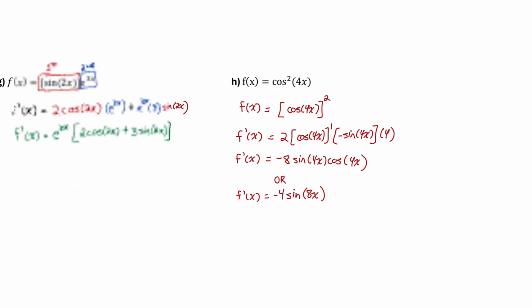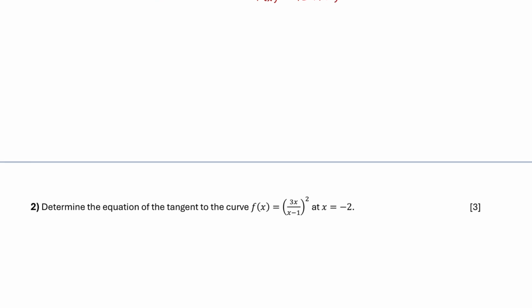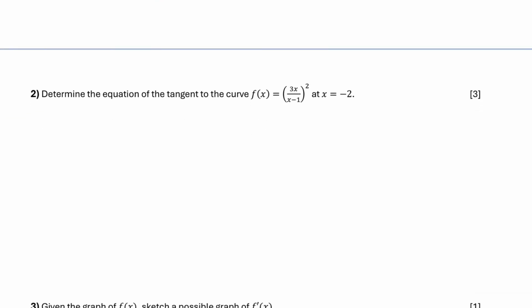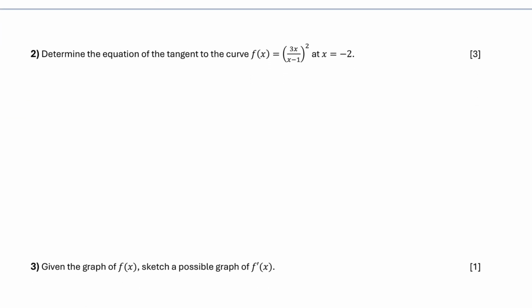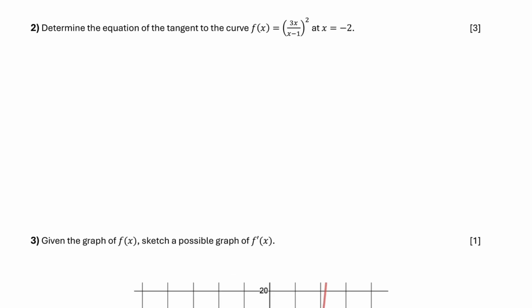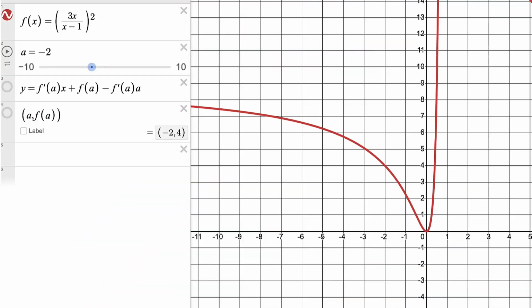So now that you've done all the derivatives, let's move on to the next section where we find the equation of a tangent to a curve at a specific x value. Question 2 says determine the equation of the tangent to this curve when x is negative 2. Let me quickly show you in Desmos what we're trying to find. Here's that f of x function, and we want the equation of the tangent line to this function when x is negative 2.